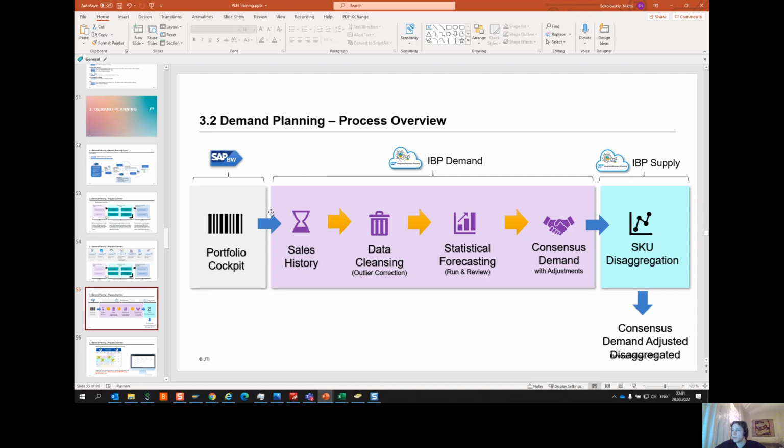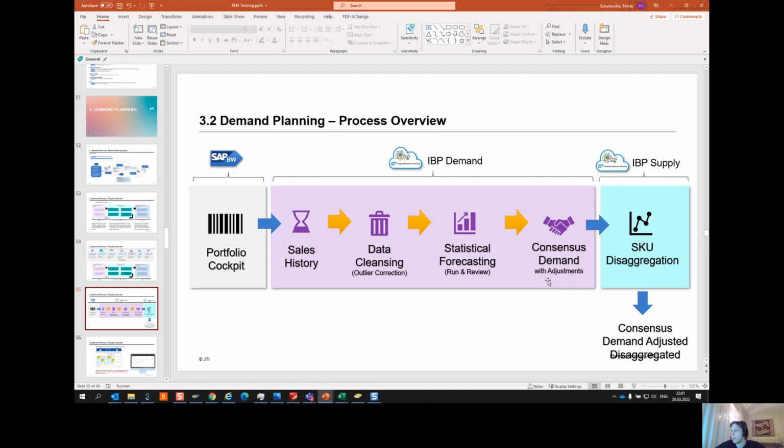Then from Portfolio Cockpit, which is a separate BW platform, the information goes to IBP, to the demand module, where we should also consider the sales history. Then we need to analyze the data and correct the outliers, as I already mentioned in one of the previous videos. Then we need to run the automatic algorithms and come up with a forecast for upcoming months.